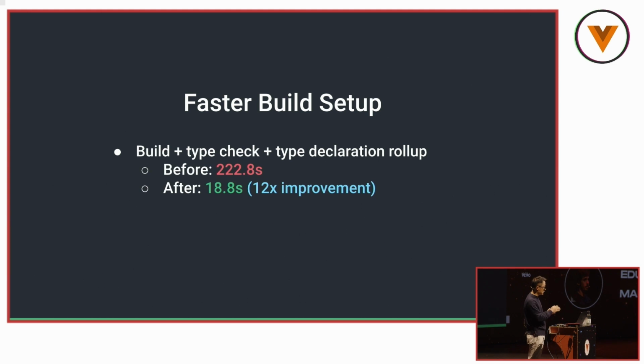So now the build plus type check plus generating all the type declarations for all Vue internal packages. Before, it took over 3 minutes, close to 4 minutes. Now it's 18.8 seconds. So that's a 12 times speed improvement.